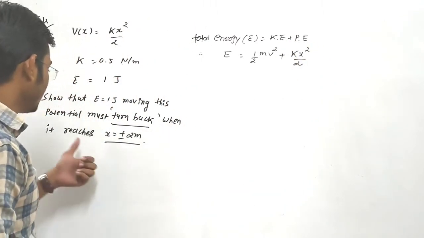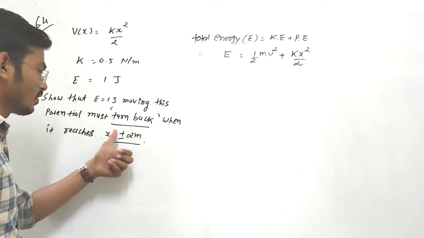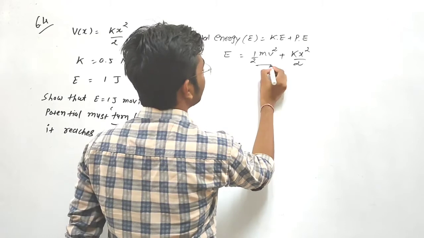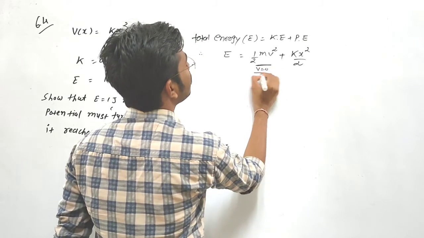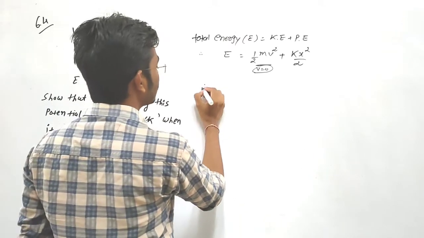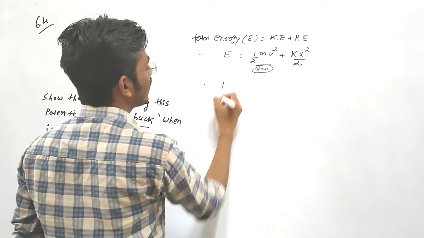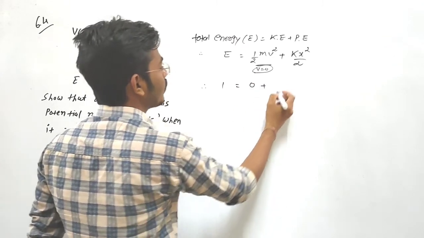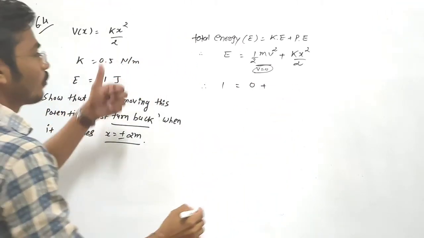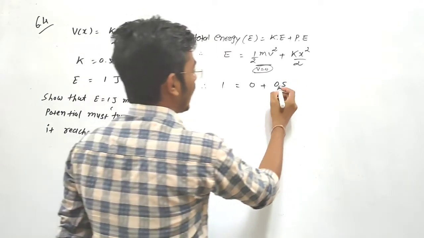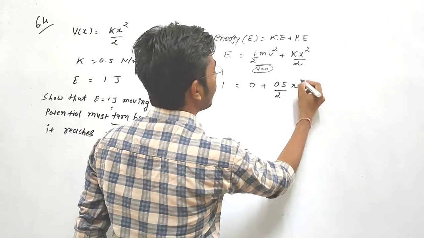ठीक है. In this case, it reaches x equal to plus or minus 2 meter. So that time our v is equal to what? 0. So यहाँ पे v is equal to 0 हो जाएगा. So ये पूरा का पूरा term क्या हो जाएगा? 0. So therefore E की value हमें given data में है कितना है? 1 है. Is equal to 0. K is equal to what given data में है? 0.5 Newton per meter, and divided by 2 as it is into x square.